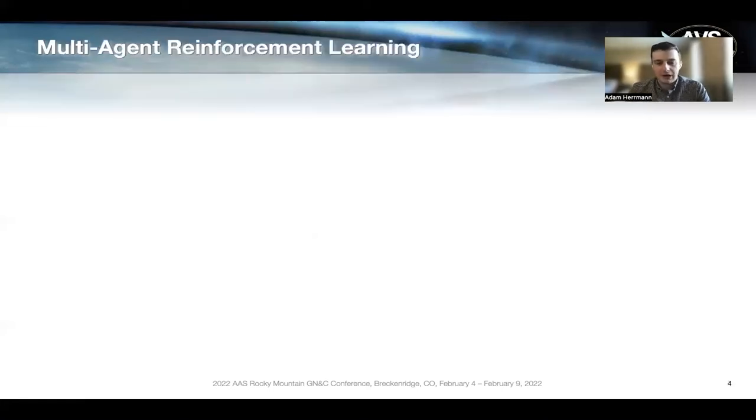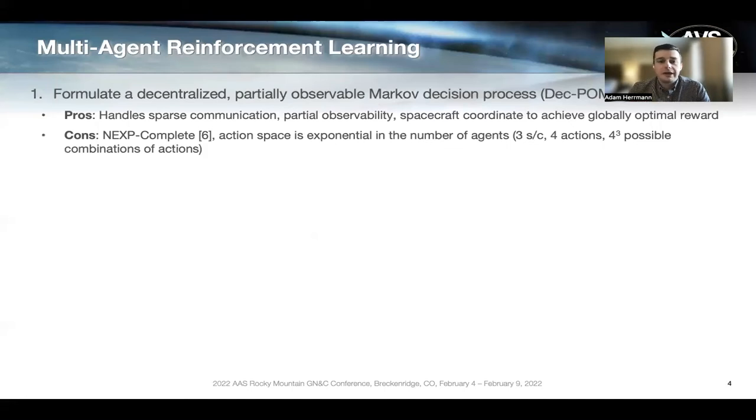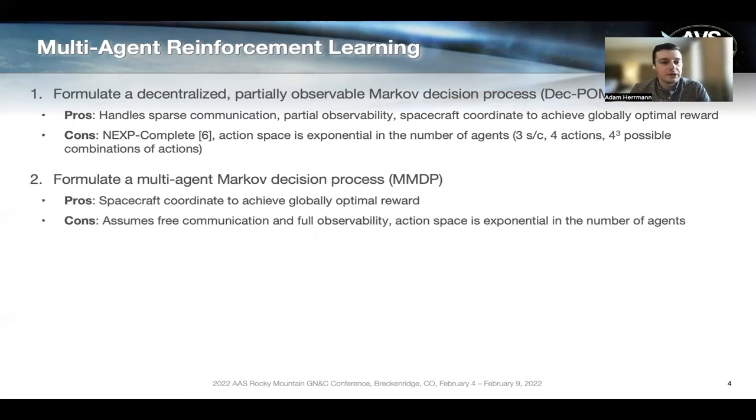A quick primer on multi-agent reinforcement learning. So there are a number of ways in which the problem can be formulated. First, and probably the most general, is to formulate it as a decentralized, partially observable MDP. And this can handle sparse communication, partial observability, and all of the spacecraft coordinate together to achieve the globally optimal reward. The only problem is that it's very computationally expensive to solve. And like I said before, the action space is exponential in the number of agents. So if you have just 3 spacecraft and 4 actions, the problem is nearing intractability for our methods.